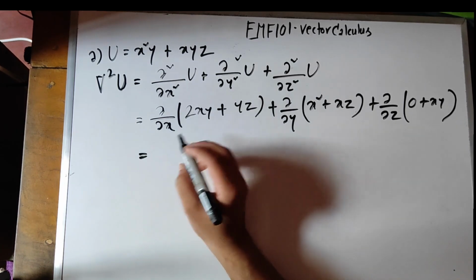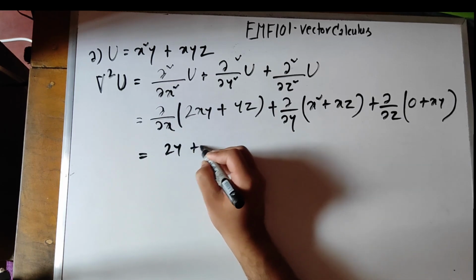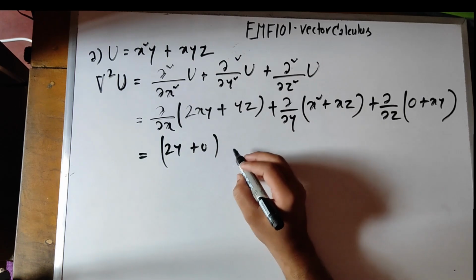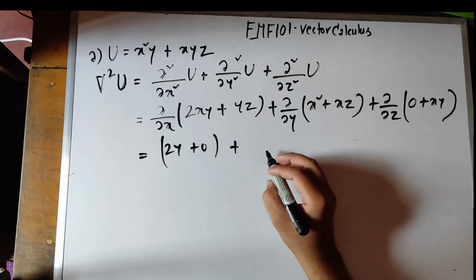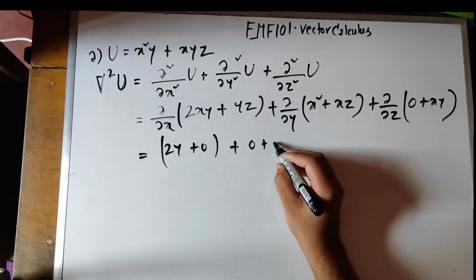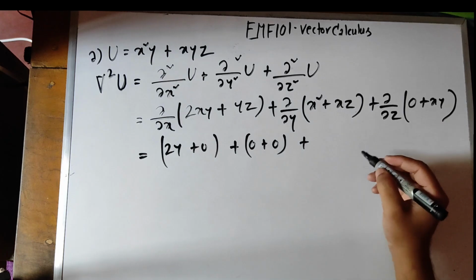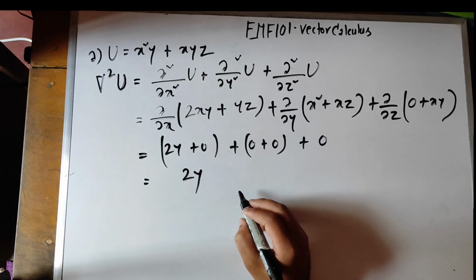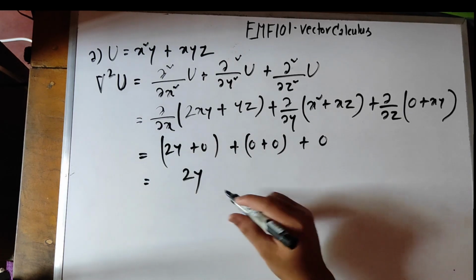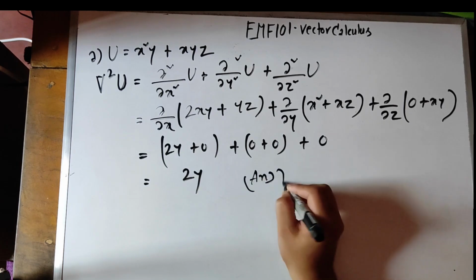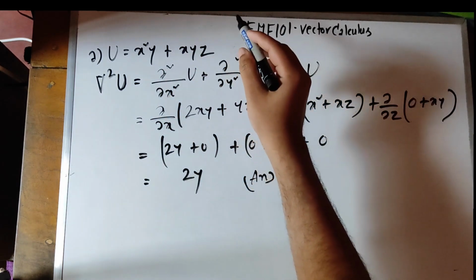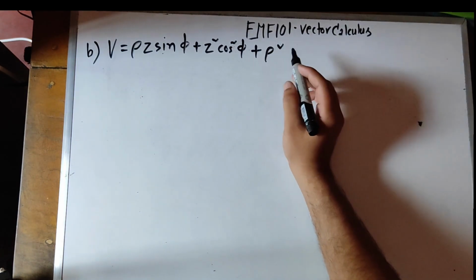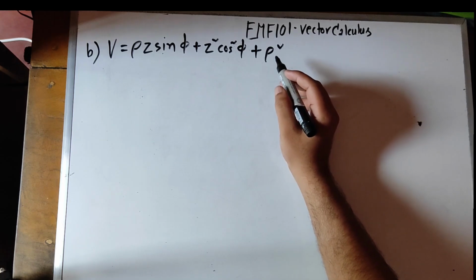So in terms of x it is 2y plus 0, plus 0 plus 0 plus here also 0. So the answer is 2y. This is the Laplacian of the scalar field u equals x square y plus xyz, the Laplacian of which is 2y. Now our second scalar field is in cylindrical coordinate system.